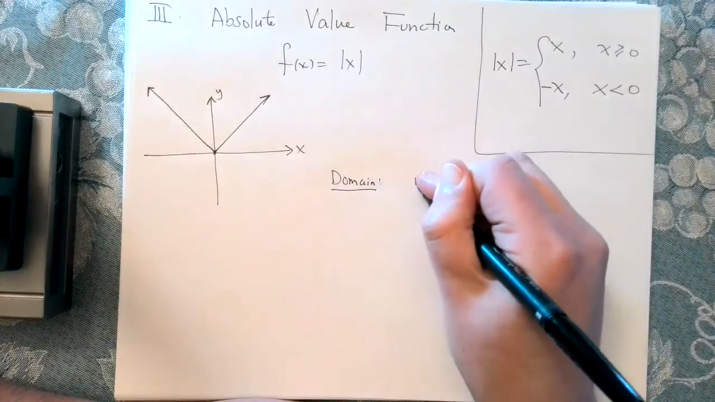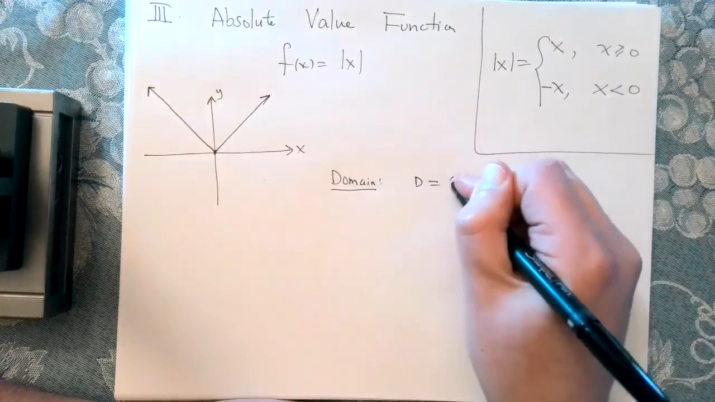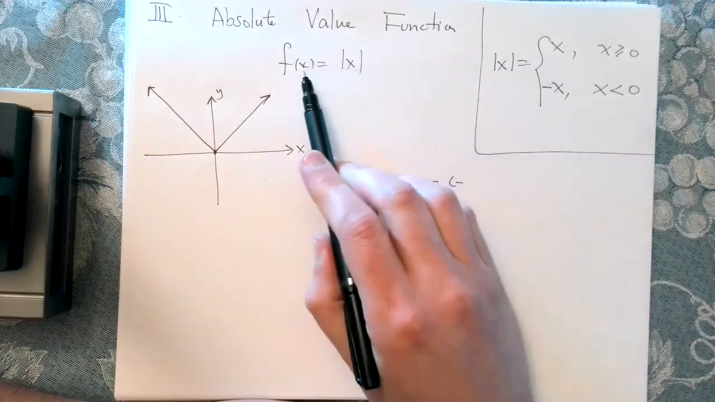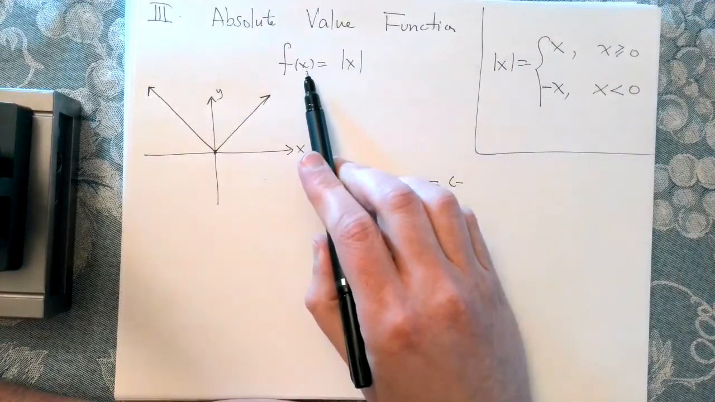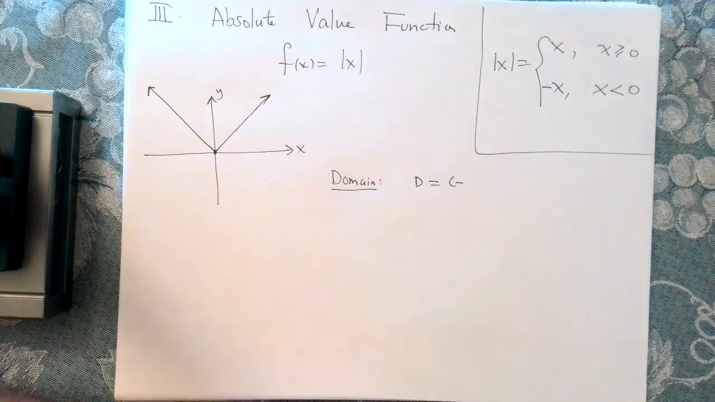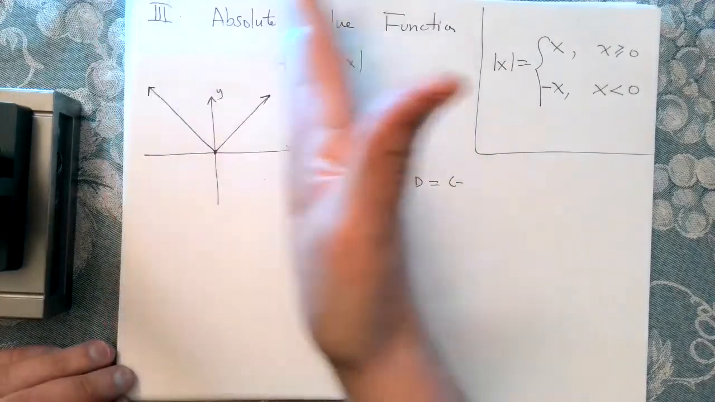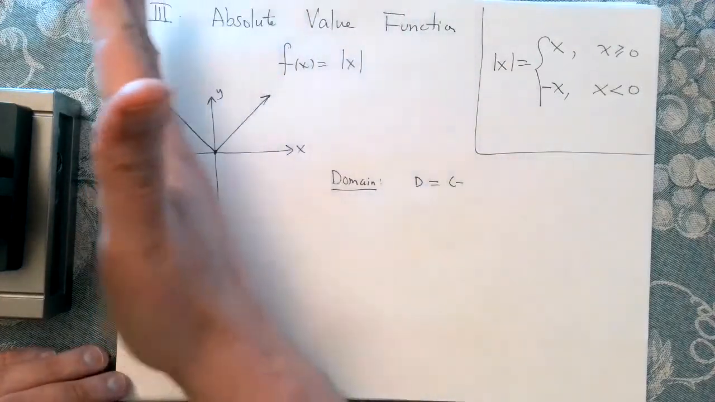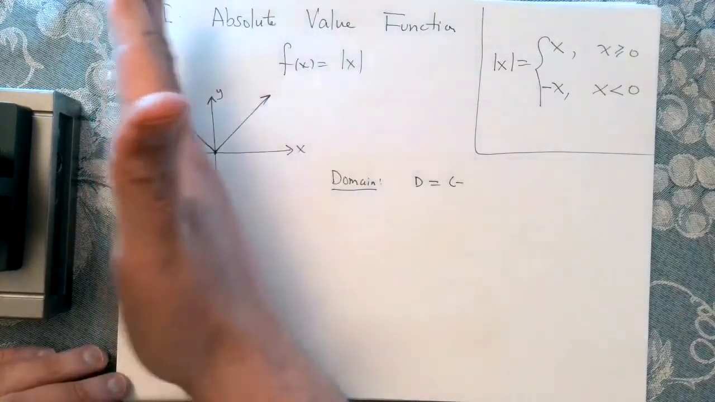So domain, that's the set of all real numbers. You can plug in any real number you like, and there'll be a meaningful output. Another way to think about it is as I sweep my hand along this way, where do I bump into graph? For every x.